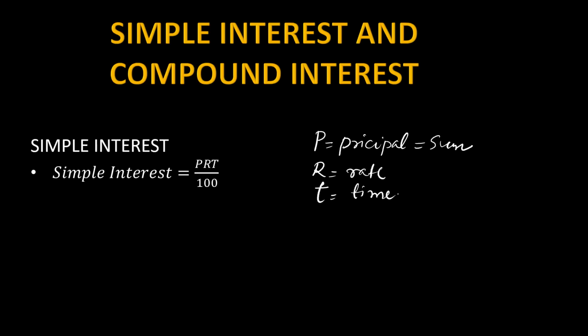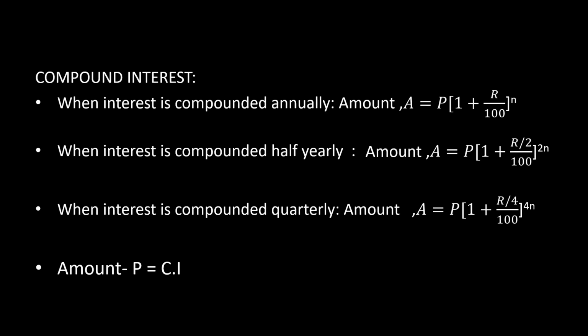Next, compound interest. When interest is compounded annually, the amount is found by the formula P into 1 plus R by 100 whole raised to N, where R is the rate of interest, N is the number of years, and P is the principal amount. If the interest is compounded half yearly, you have to divide the rate of interest by 2 and multiply the number of years by 2. And if it is compounded quarterly, then the rate is to be divided by 4 and the number of years should be multiplied by 4.